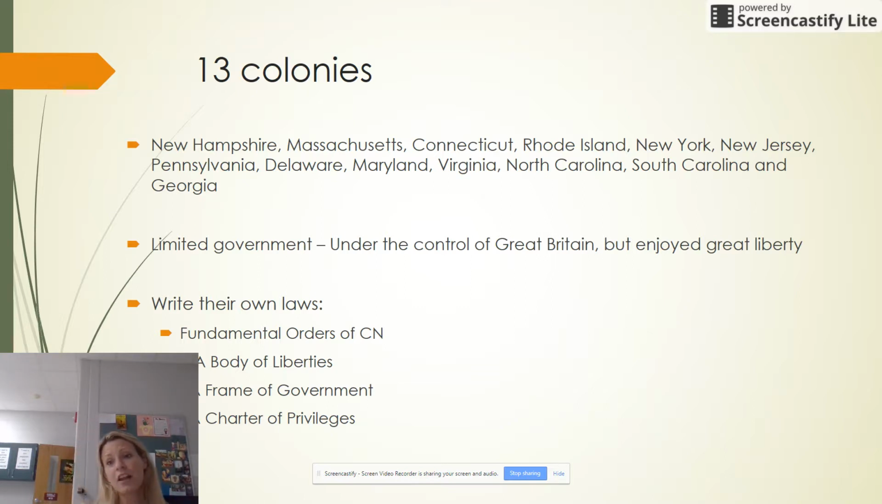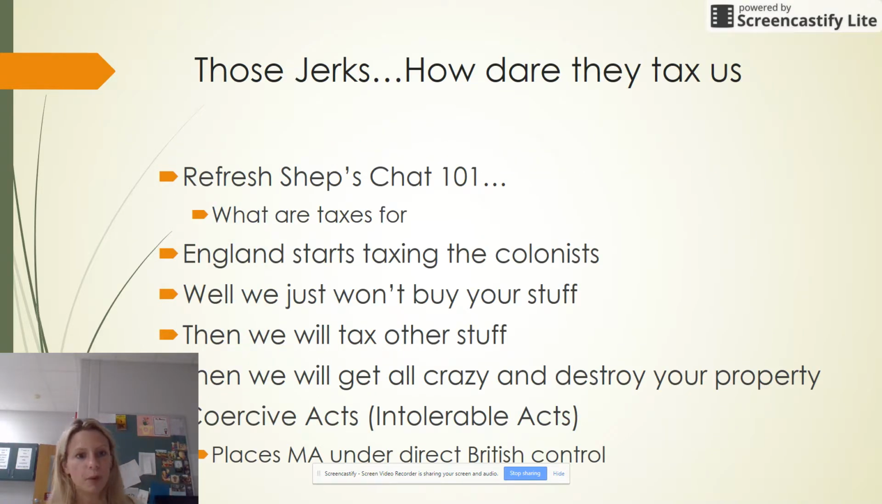And these 13 colonies viewed themselves as independent from each other. You were not an American, clearly, because you were still a British person, but you belonged to Massachusetts. You belonged to North Carolina. You were not an American. All right, so those jerks. Why do we get mad? What happens that we get so upset? So if we think about Shep's Chat 101, the very first thing we talked about was taxes. And what are taxes for? Taxes are for providing services.